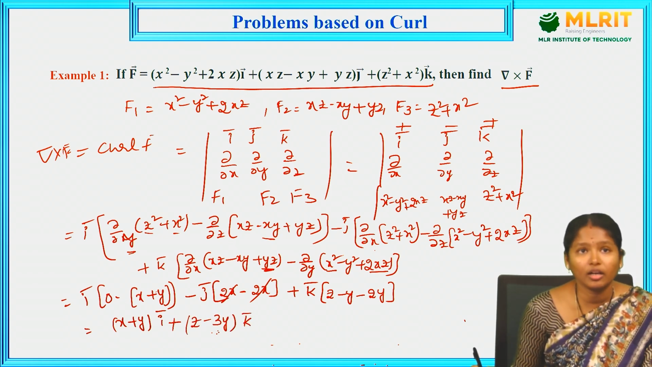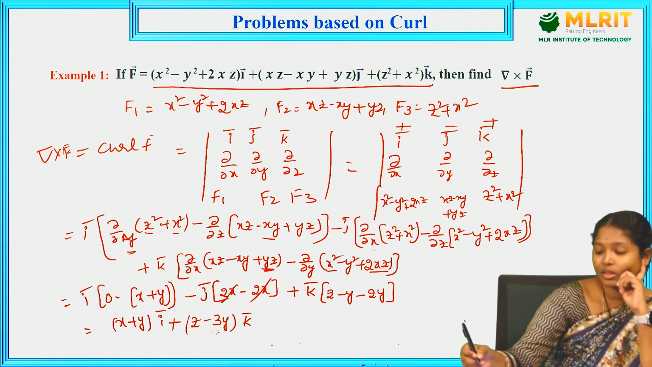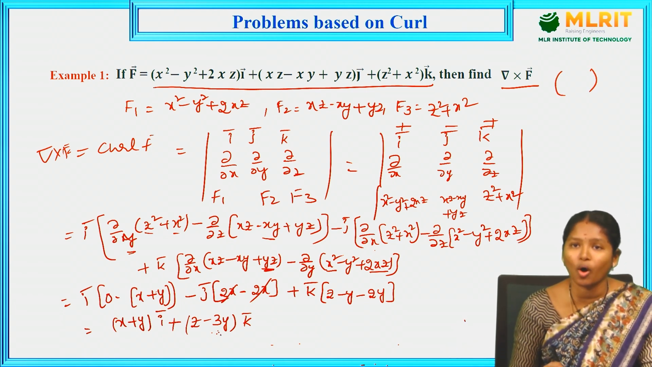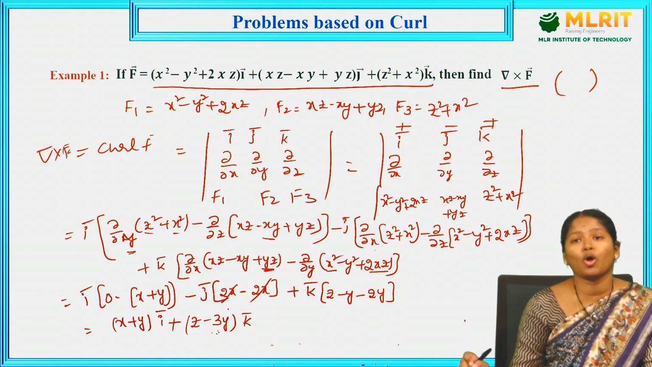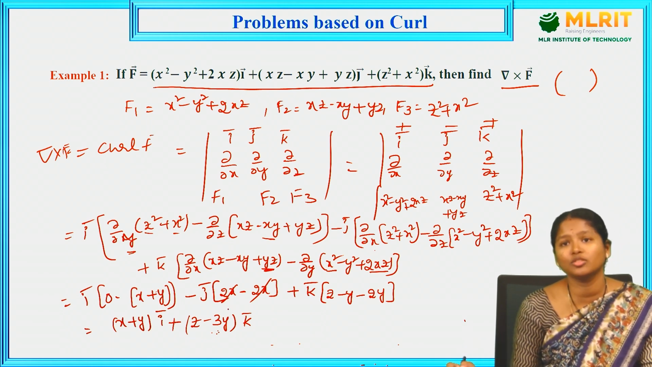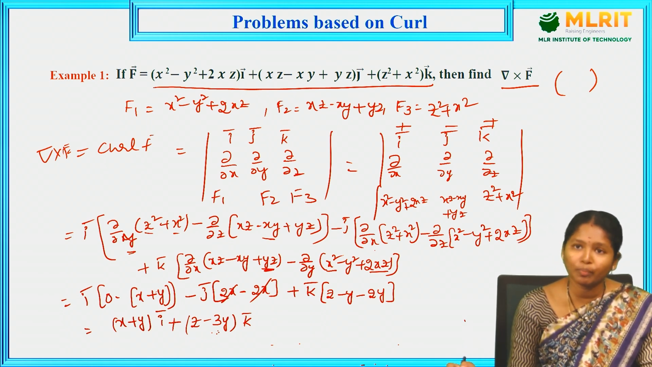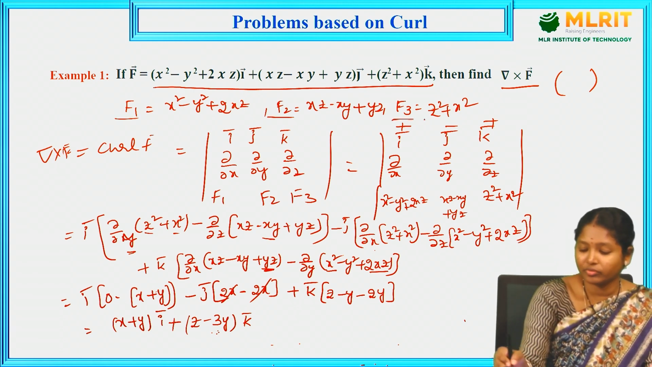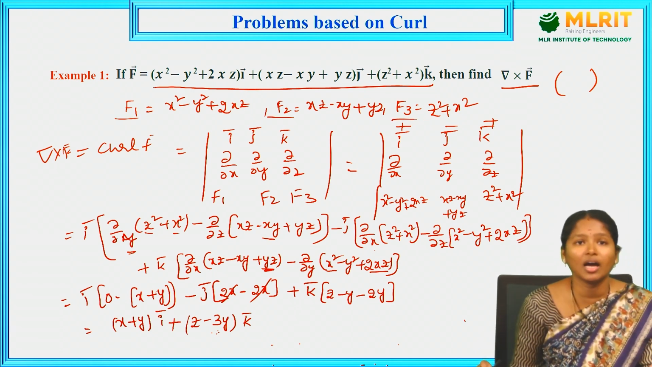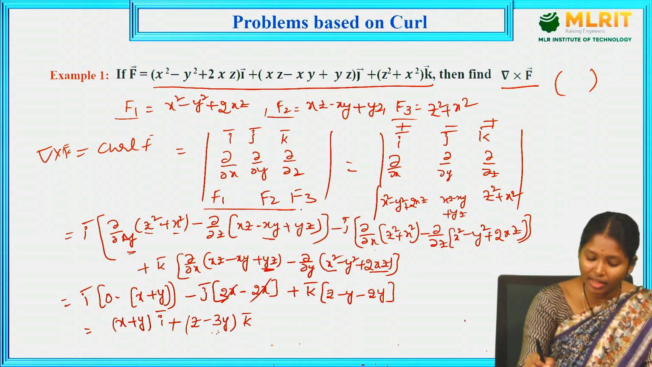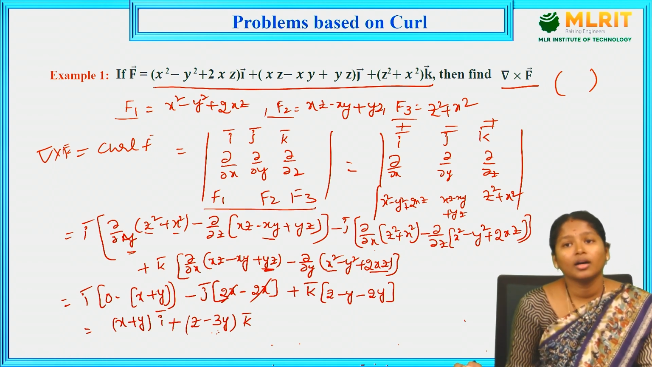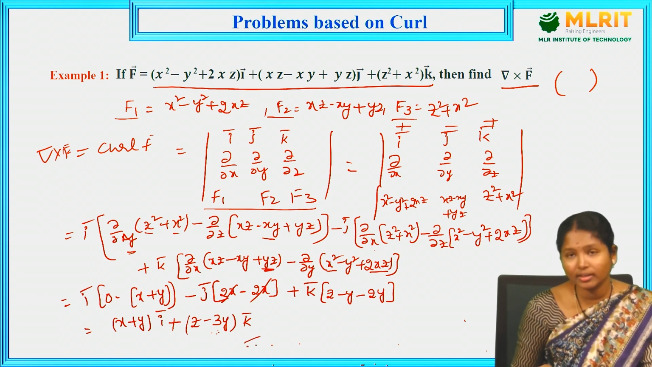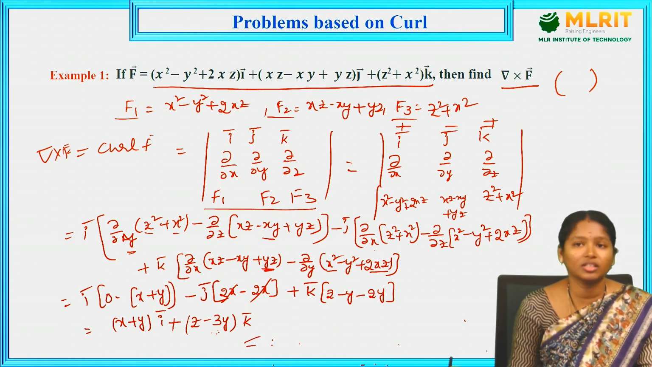This is the curl. If in the question they have given the point, we have to substitute the point in the curl. In this problem they didn't give the point, right? So there is no need to substitute the point. In this, first you find the f1, f2, f3 using the given vector, and next we will substitute the f1, f2, f3 in the curl f bar formula. Next we will differentiate, so we will get the final value of the curl. Okay.